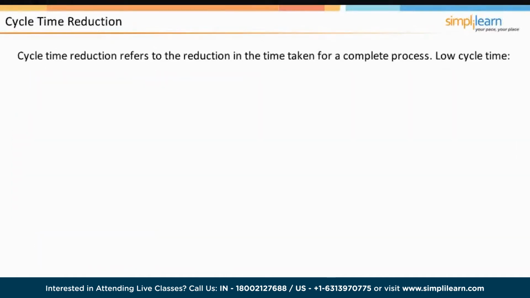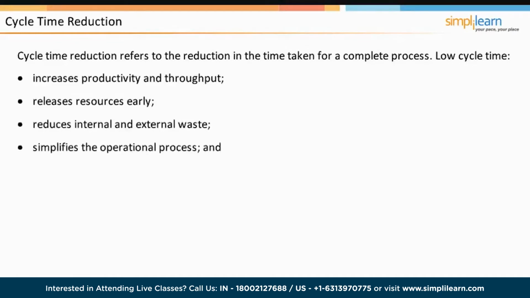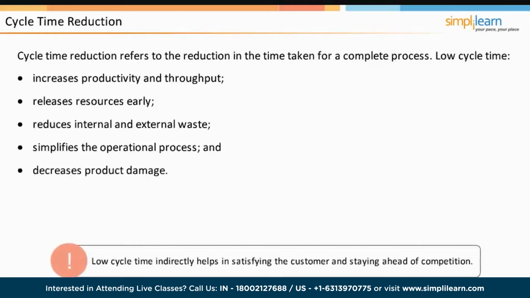Let us understand the concept of cycle time reduction in this screen. Cycle time reduction refers to the reduction in the time taken for a complete process. Implementing lean techniques reduces cycle time and releases resources faster than any other method. Low cycle time increases productivity and throughput. Lean techniques release resources early, achieving more production with the same machinery. Internal and external waste is reduced, and the operational process is simplified with a decrease in product damage. All these factors help in satisfying the customer and staying ahead in competition.